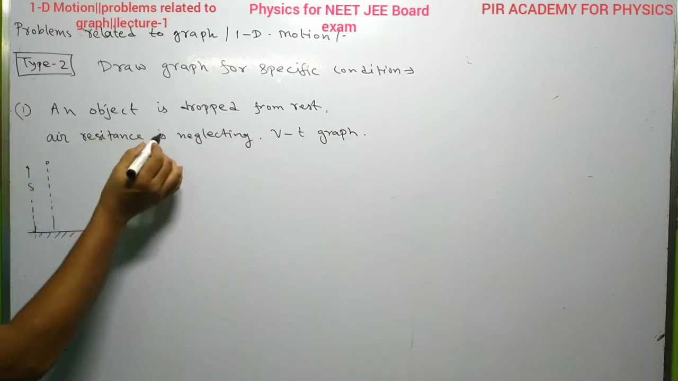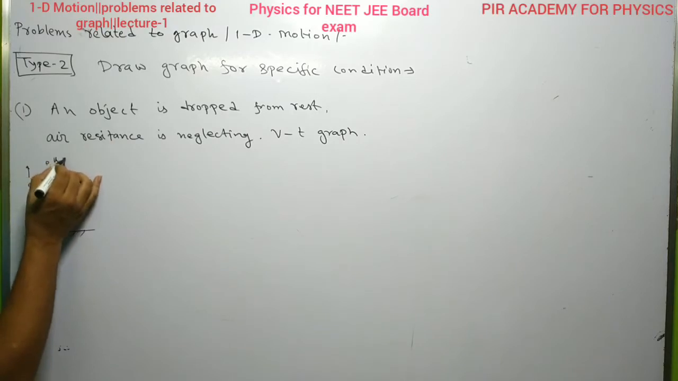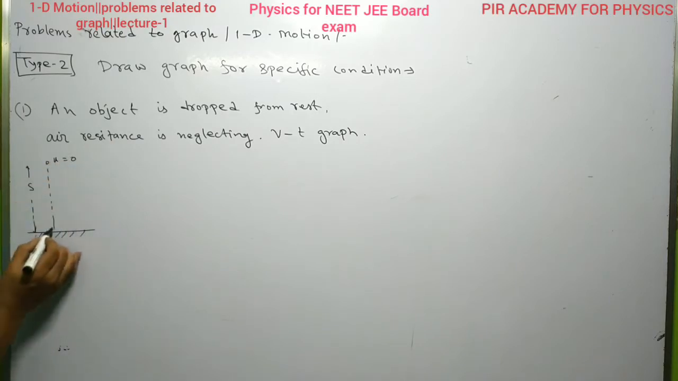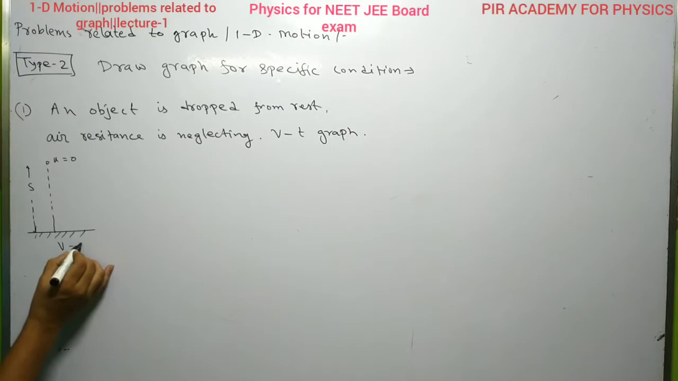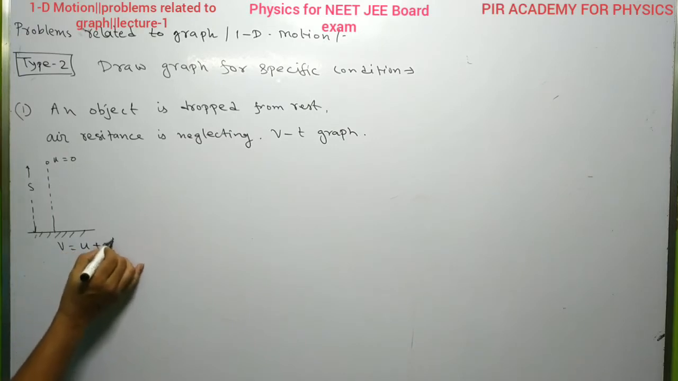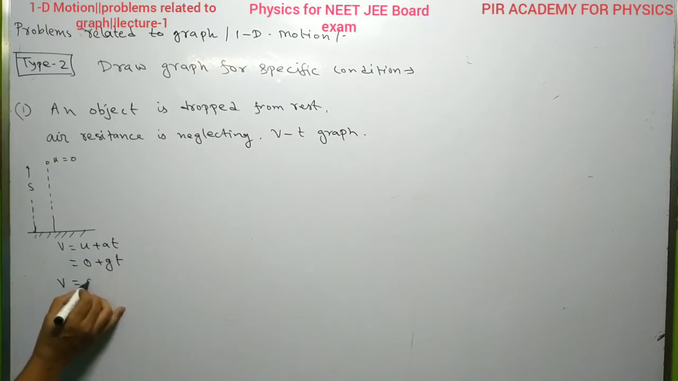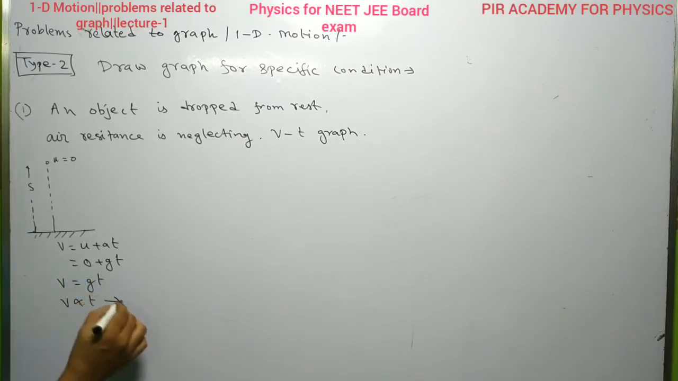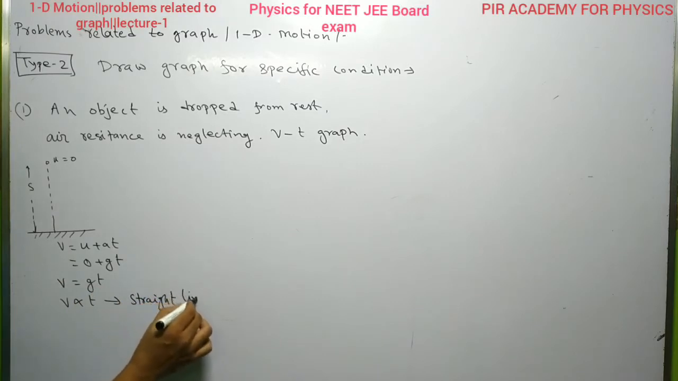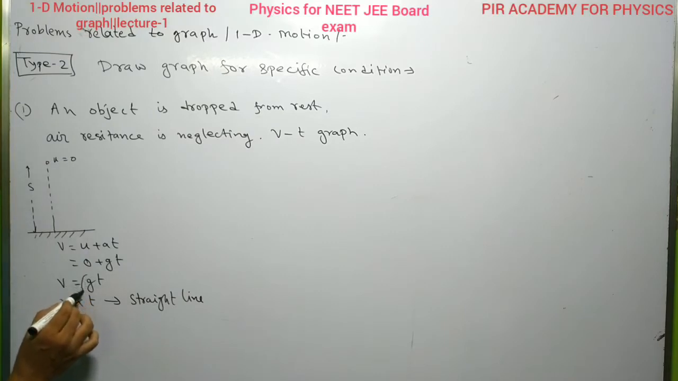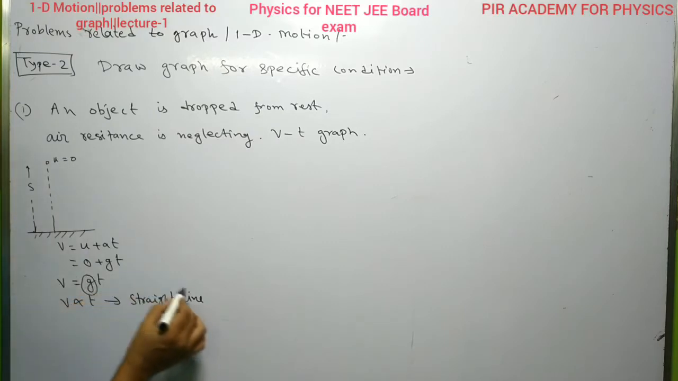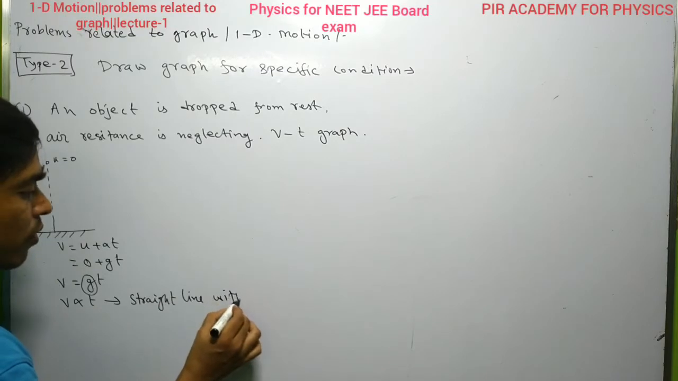Dropped from rest means the velocity here is 0. So the velocity will be u plus at, that means 0 plus gt, so v equals gt, and v is proportional to t. So it will be a straight line with positive slope, since g is positive.